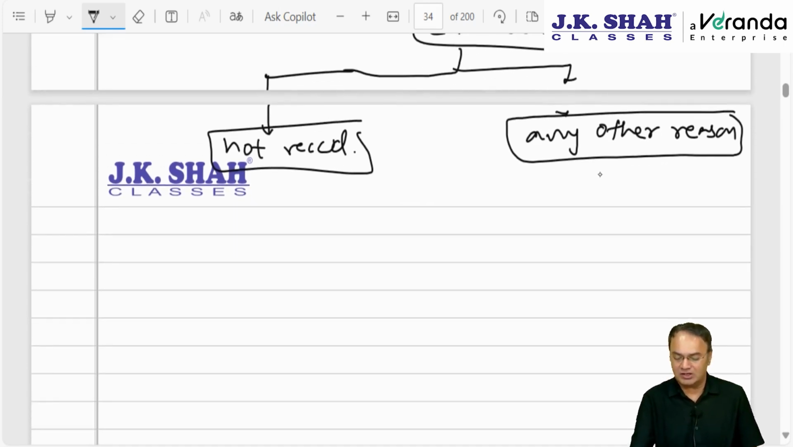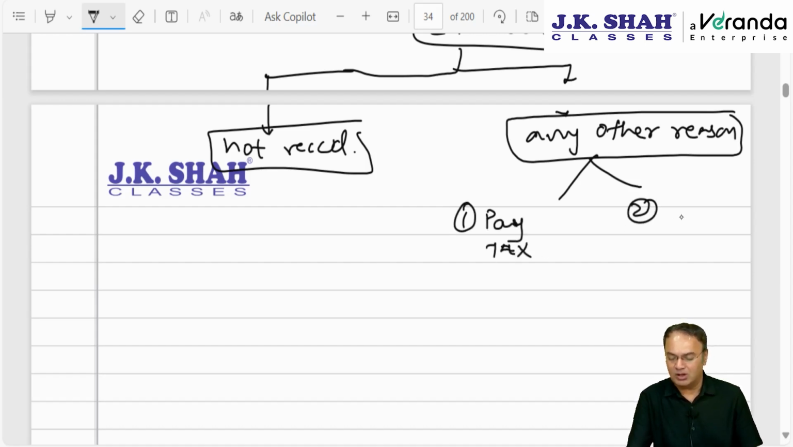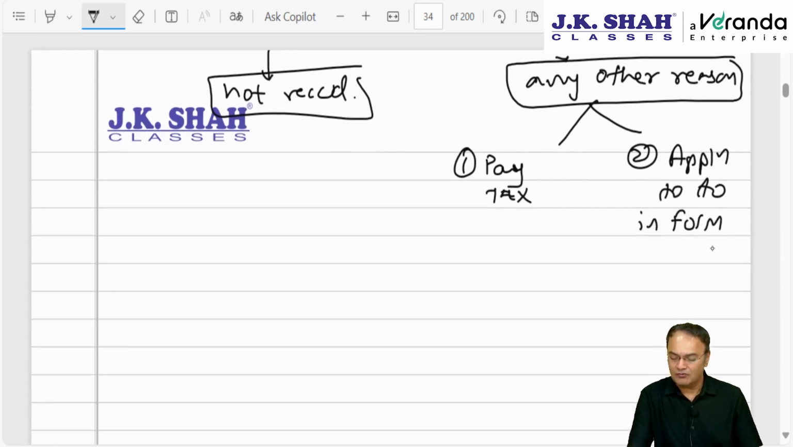If it is any other reason, then there are two options. First, pay tax on the unspent amount. First option, silently pay tax without arguing. Or second option, make an application to the AO. In which form? Application to the AO in Form number 9A, 2 months before the due date of filing the IT return, or as may be extended by CBDT. 2 months before the IT return due date. The IT return due date is 31st October, minus 2 months will be 31st August of the previous year.